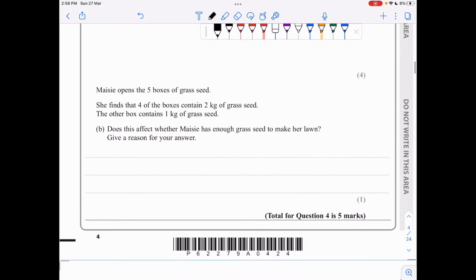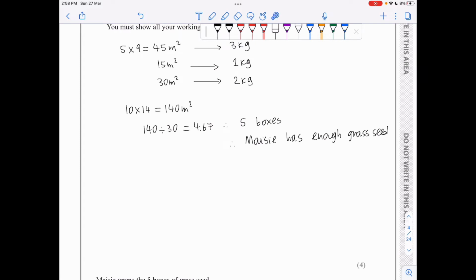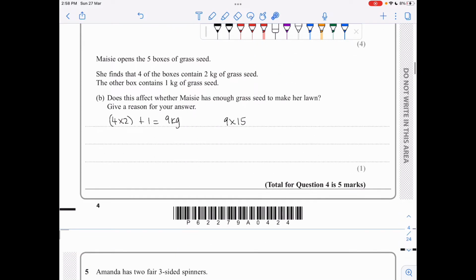So we have a total of 4 times 2 plus 1, which is 9 kilograms of grass seed. If I multiply this by 15, which is the area covered by 1 kilogram of grass seed, I get an answer of 135 square meters. This is less than the required area of 140 square meters, and therefore I can say that there is not enough grass seed.